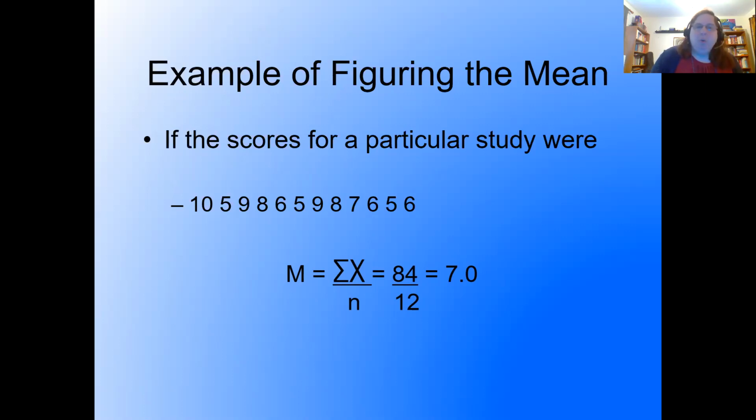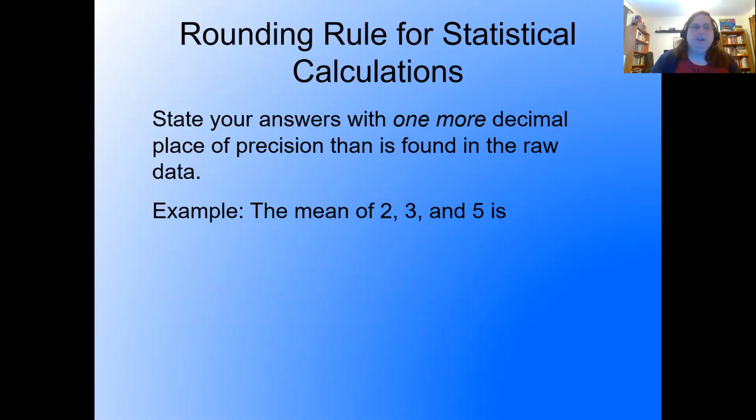Now, if you're wondering why it is 7.0, we'll discuss that in just a moment. As opposed to just 7, right? Why do we add that 0.0? Okay, so here is our rounding rule for statistical calculations. This is just a rounding rule that we're going to use for this class. It may not be the same as rounding rules that you would use for other classes, but it's what we're going to use here just to make sure we're all answering the same way.